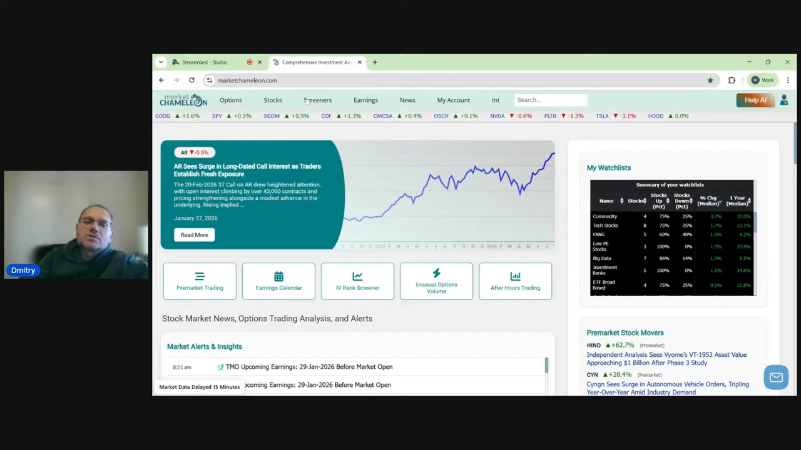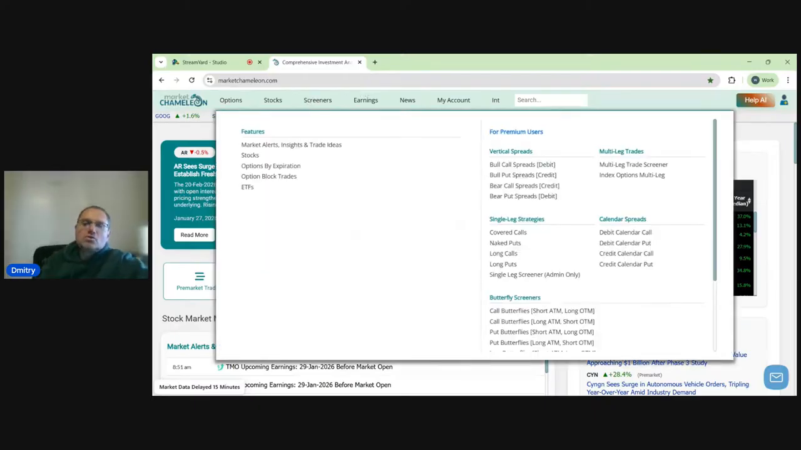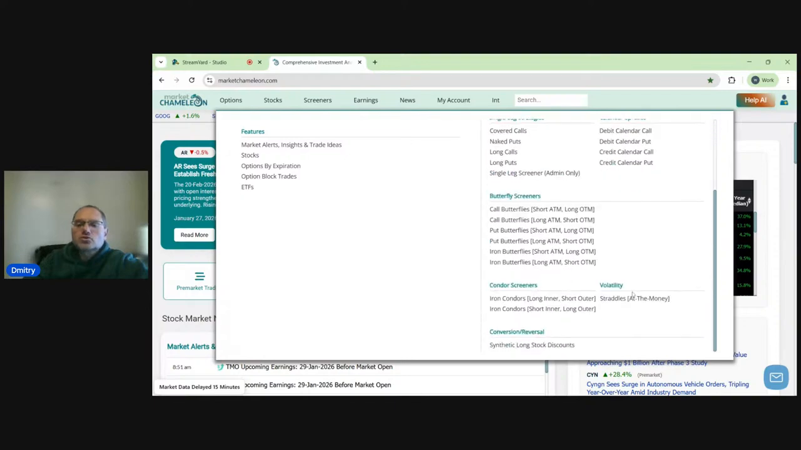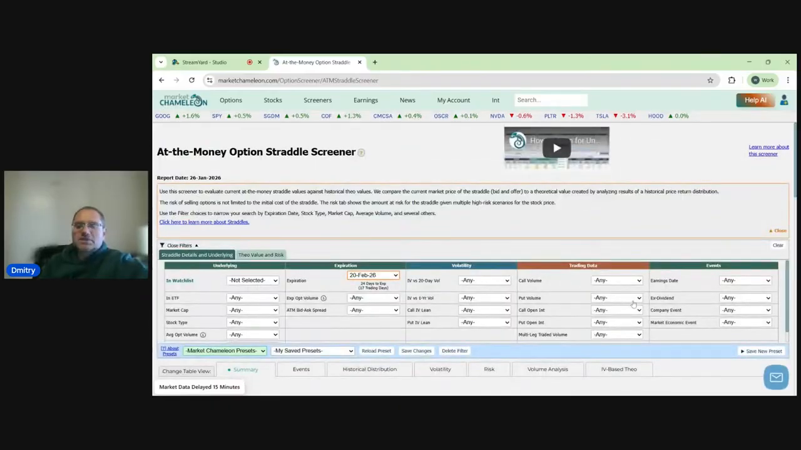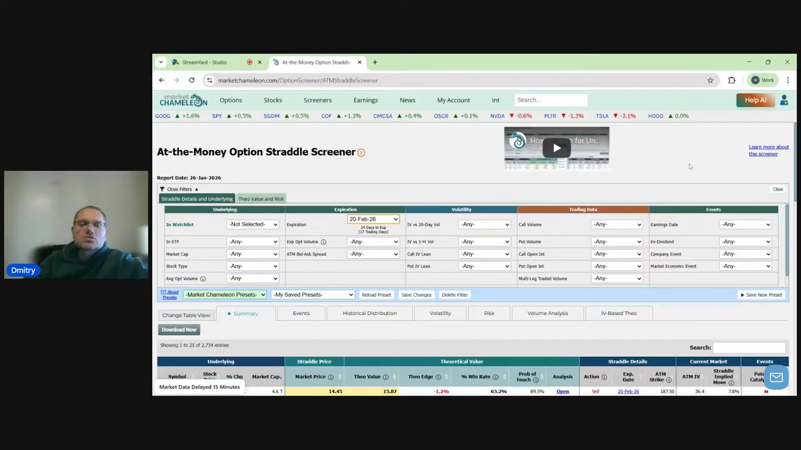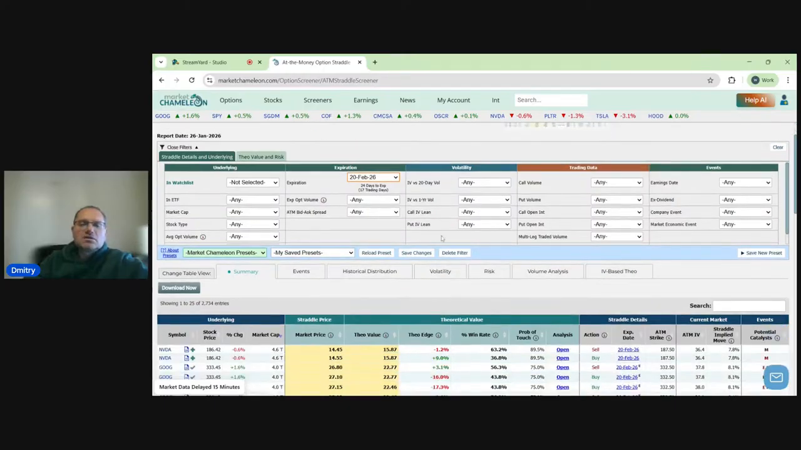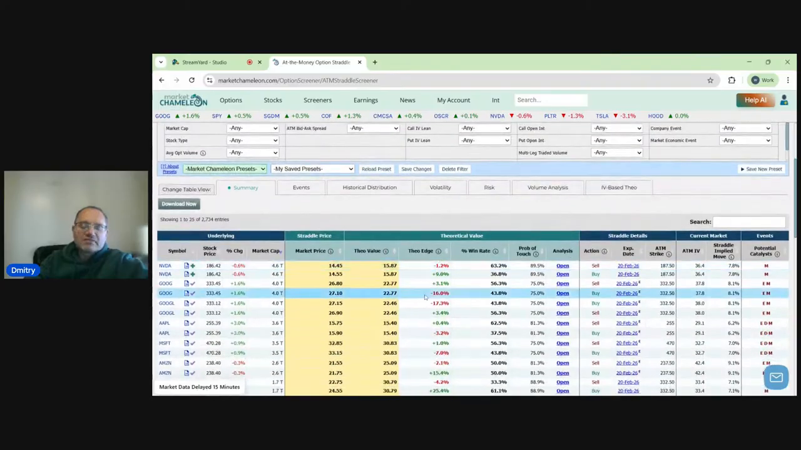On the top, you see the main menu. Hover over screeners, go over to straddles, at the money straddles. We're going to click on that. This will take us to our at the money straddle screener. I'm just going to close this to expand our screen. And here up top, you could see these are our filters, and below we have our data table.